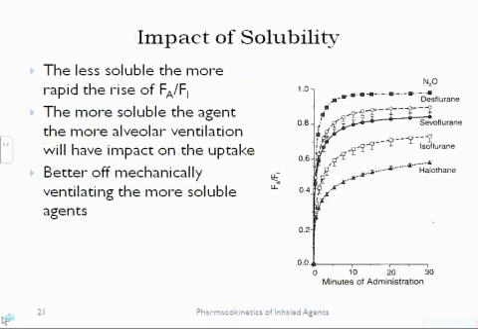Okay, the impact of solubility: the less soluble the agent is, the more rapid the rise on your FA to FI curve. You can see your nitrous oxide is rapidly rising. The reason nitrous oxide exceeds desflurane is why? That's right. Because the maximum that you give in sevoflurane is around 7 to 8%, versus nitrous oxide, where you're delivering 70, and in this example I think they put it at 80%. So you can see the vast differences just because you get more particles.